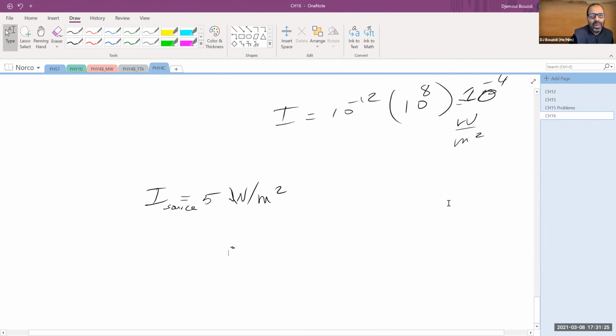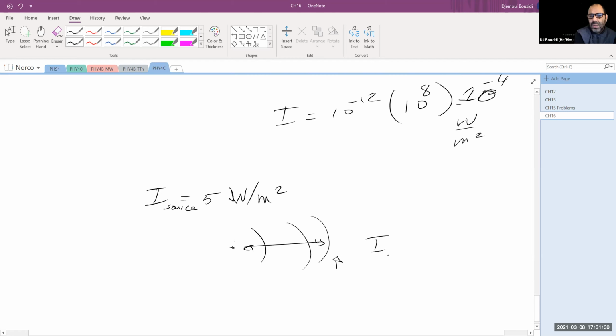So if I use this expression correctly, how far do I need to be? In this case, I know that this one is spreading over a sphere. So by the time it reaches this distance r, the same intensity, I, where I am hearing it, is equal to this I of the source, but now it's spread, I'm sorry, 5 watts.